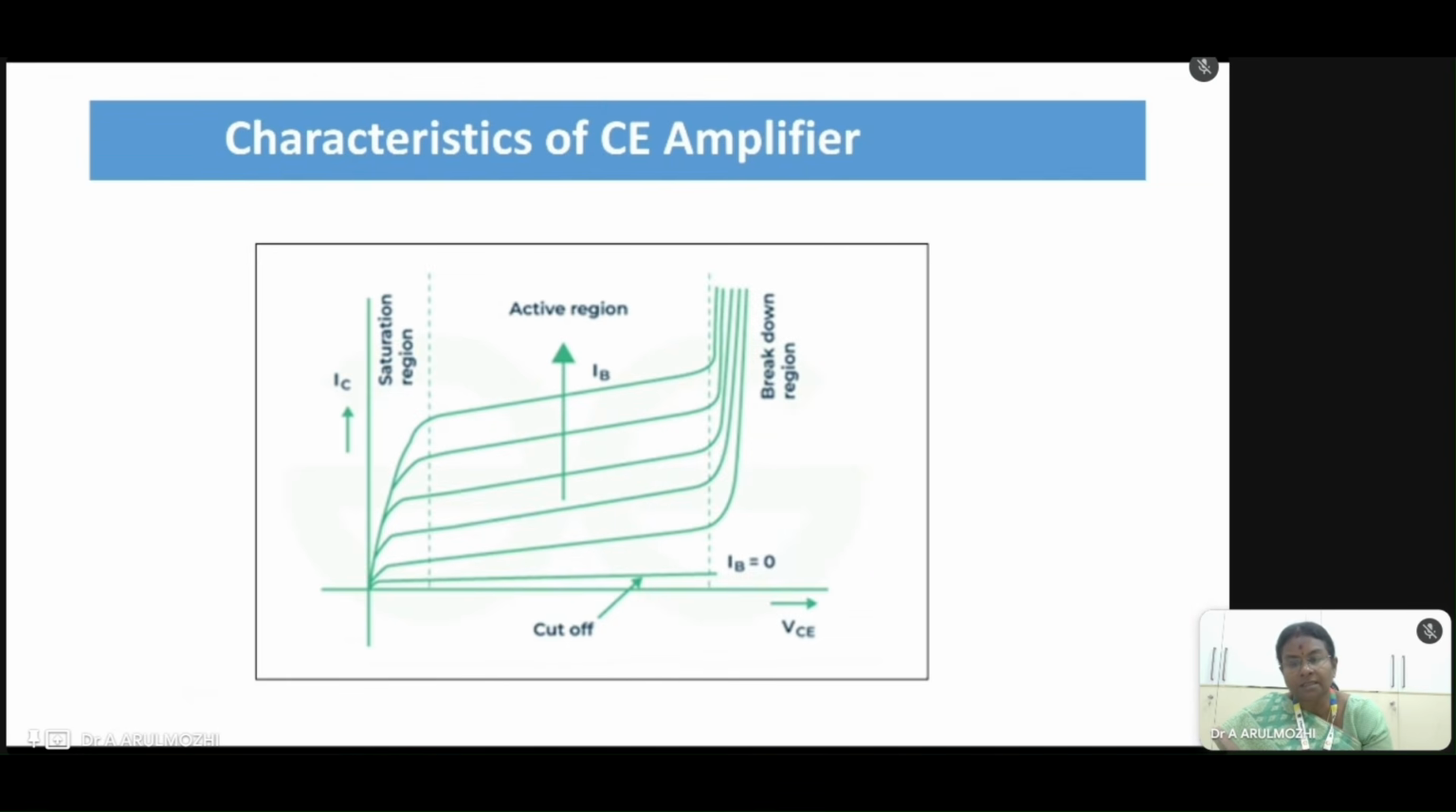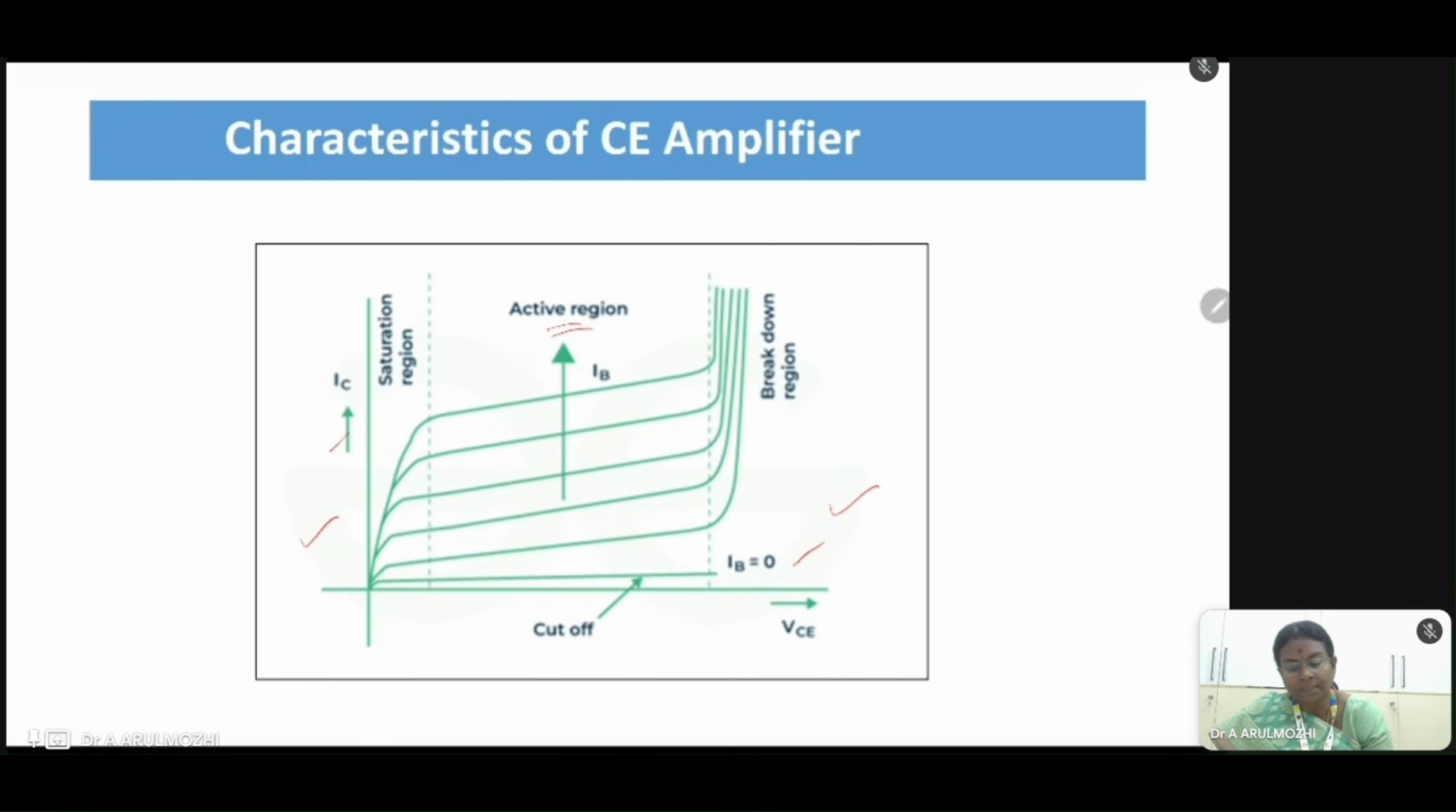Here we have the characteristics curve of the common emitter amplifier. Again, in the active region it is going to act as an amplifier, and the saturation region and breakdown region are also here. With the help of this characteristics curve, for various voltages with IB constant, we are able to get the output IC.